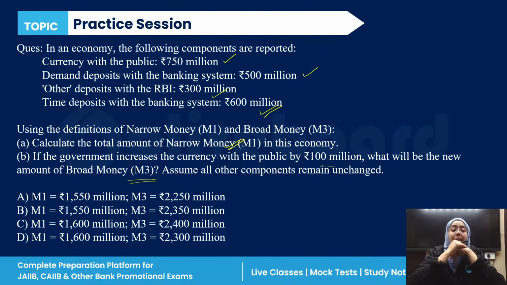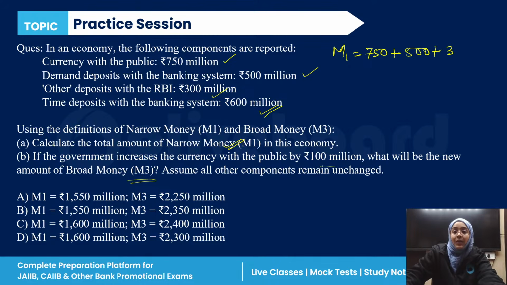Kamal is saying A, and everyone else. Right. So it's very simple. You just have to understand the formula. M1 is simple: 750 plus 500 plus 300.